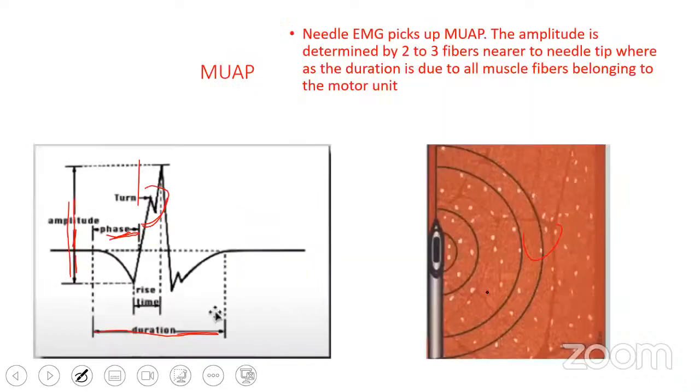And you can see the morphology of the motor unit action potential, which the needle EMG picks up as the MUAP. The amplitude is determined by the 2 to 3 fibers nearest to the needle tip, whereas the duration is due to all the muscle fibers belonging to the motor unit. If they are very widespread, duration is prolonged. But the amplitude is determined by 2 to 3 fibers which are nearer to the needle. As for the phases, they should cross the baseline, and only then do you count the phase.